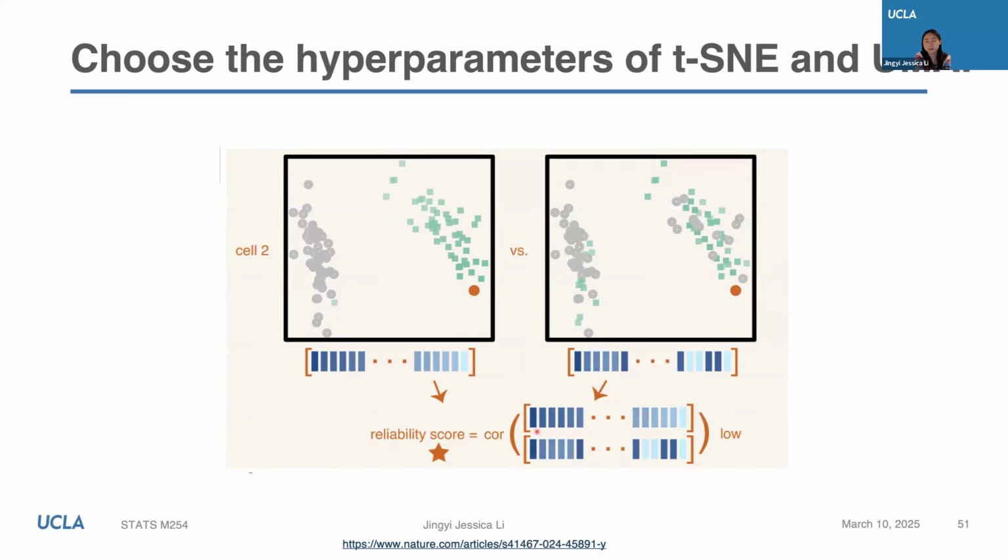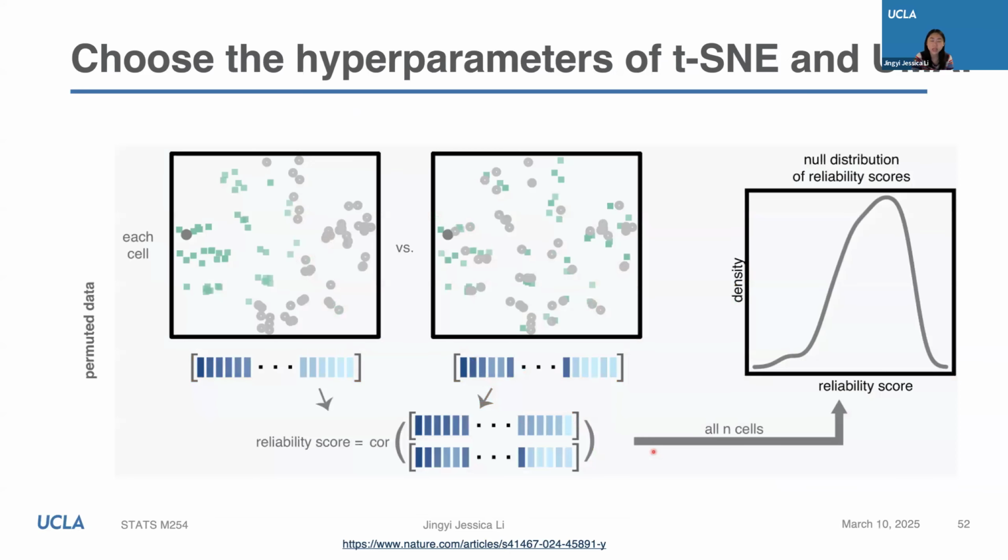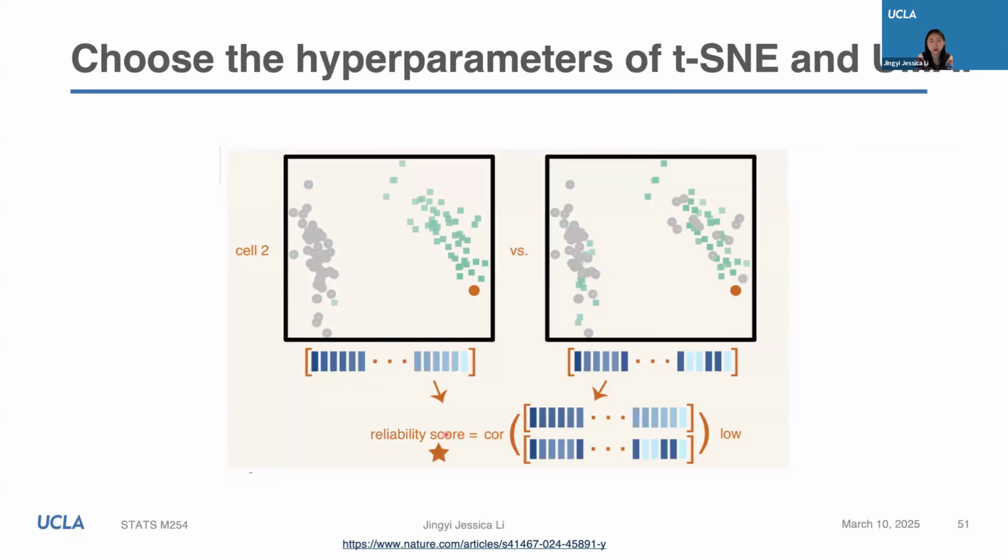So in this case, the reliability score between its two distance vectors is low. The key thing here is for us to decide on a threshold on the reliability score. How high is high, how low is low? If it's too low, then we will flag this cell as not reliable. We call it a dubious embedding. So then we don't make a story of our figure.